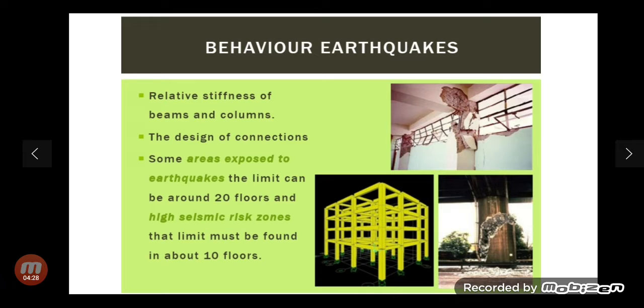So in earthquake prone areas, or in earthquake considerations, first we consider the relative stiffness of the beams and columns, then the connections, the beam column joints, and how they are connected. If we consider steel, what type of connection is to be given between beam and column, etc., is considered. And in areas exposed to earthquake, the floors are limited to 20, and in high seismic risk zones, the storeys are limited to 10 floors.